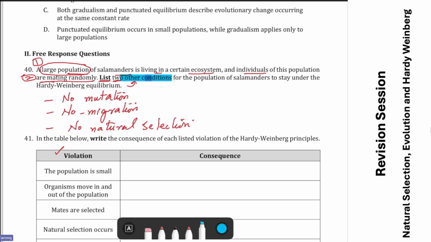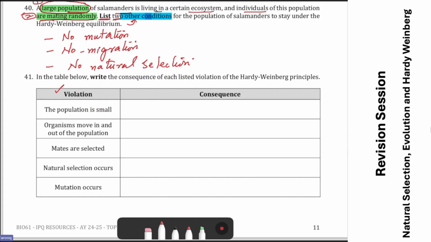The ones given to you are already here: large population and random mating. They are given already. Don't write them again. If you write them again, you lose marks. So you need to write the different ones. If there is a violation, they are asking you to write the consequence.